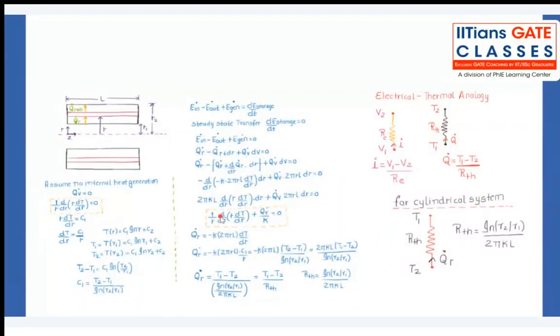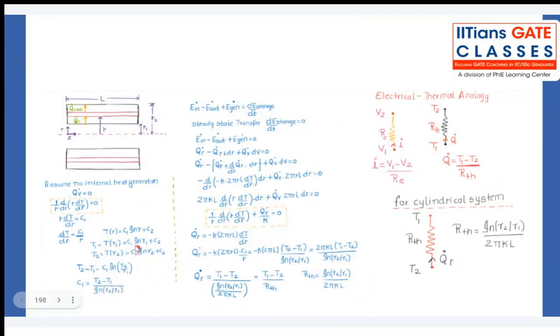Now let us say again, we say the same equation. There is no volumetric heat generation. So you get this as an equation here. You solve this equation. Integrate it, and then you apply the boundary conditions. What are the boundary conditions? Inner surface temperature is T1. Outer surface temperature is T2. So you can find C1 and C2 again here. Once you solve for C1, C2, this is the temperature distribution that you get.